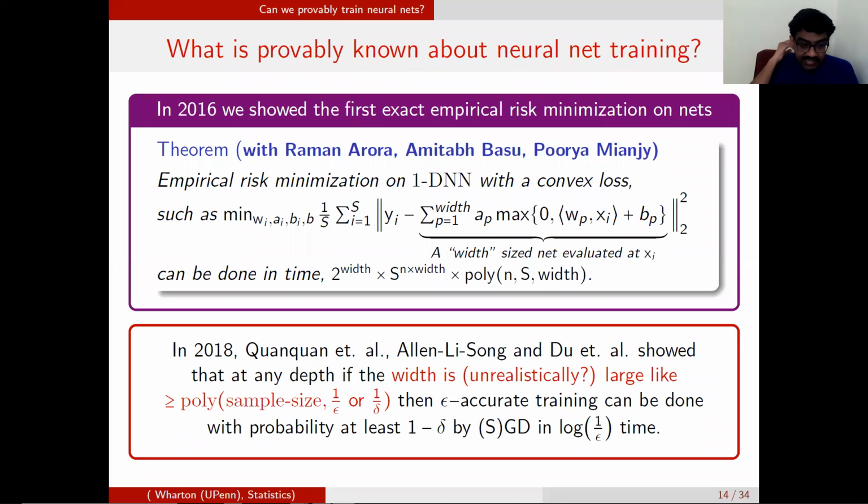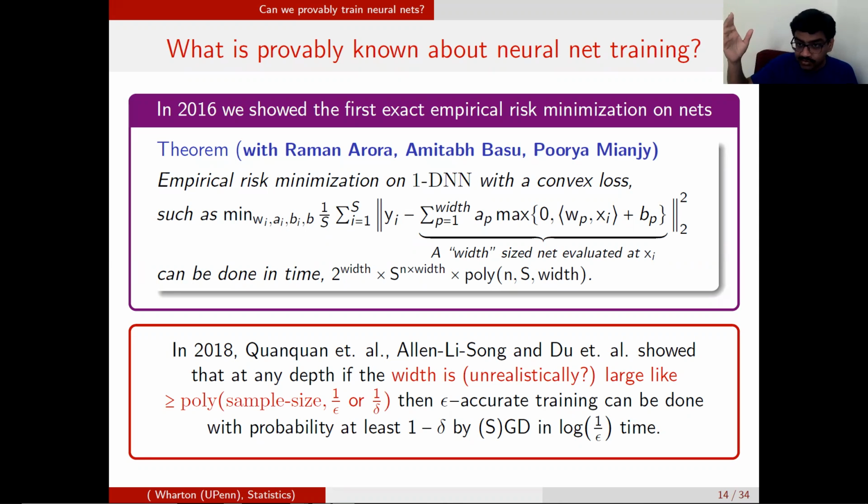Starting late 2018, there was essentially a big upheaval in deep learning theory by the groups of Chen et al., Allen-Zhu, and Simon Du et al., who showed that if you consider widths of arbitrary sizes which are polynomial in the sample size and 1 over epsilon, where epsilon is the target accuracy.